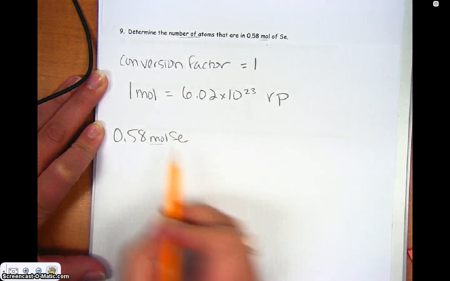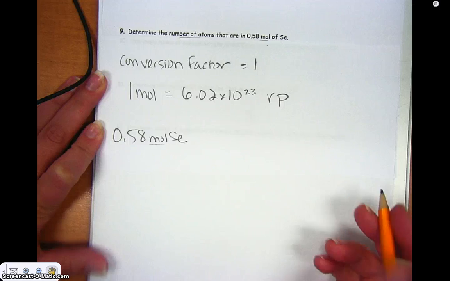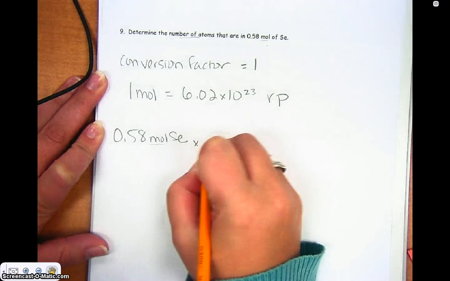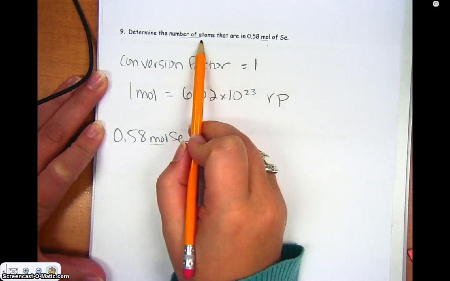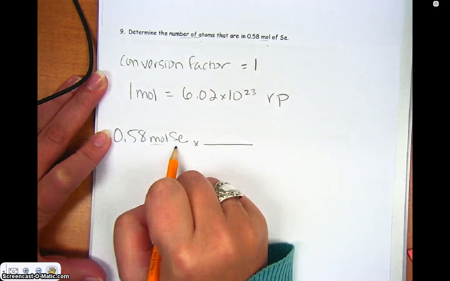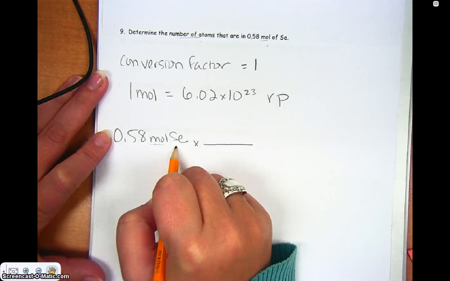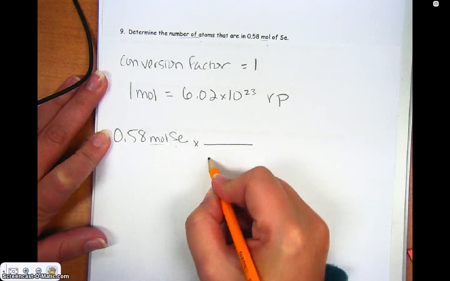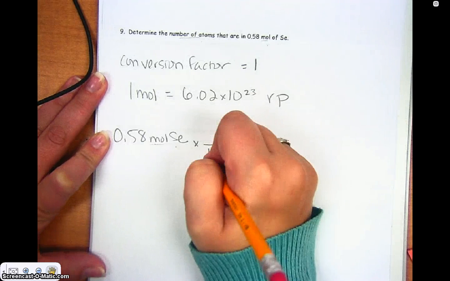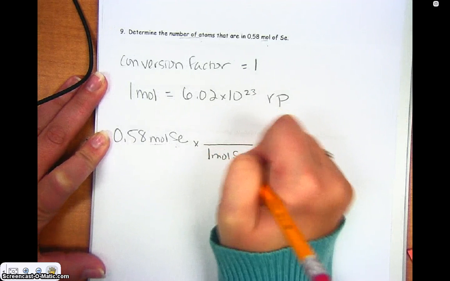Remember, this is how you actually abbreviate moles, as MOL. And I'm going to multiply by a conversion factor so that I can go from moles to atoms. Now, selenium is just an element, so its representative particle is an atom. So I'm going to put the mole on the bottom because I want the mole to cancel out. So 1 mole of selenium on the bottom.